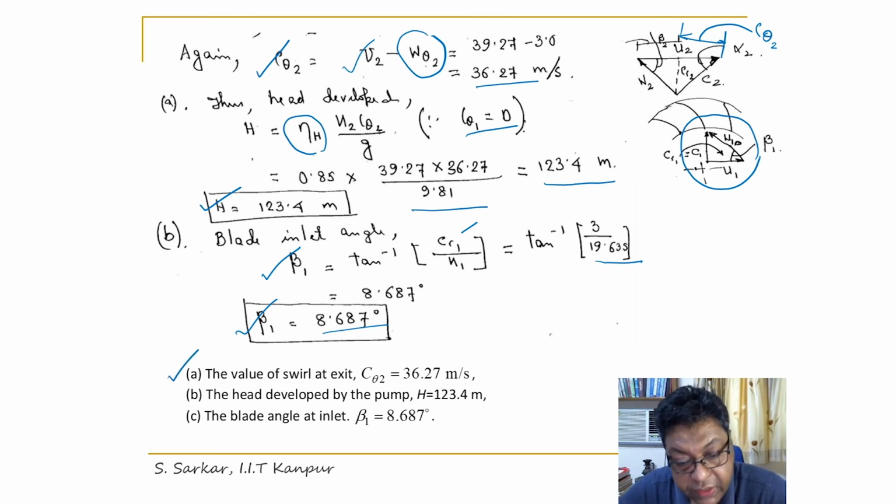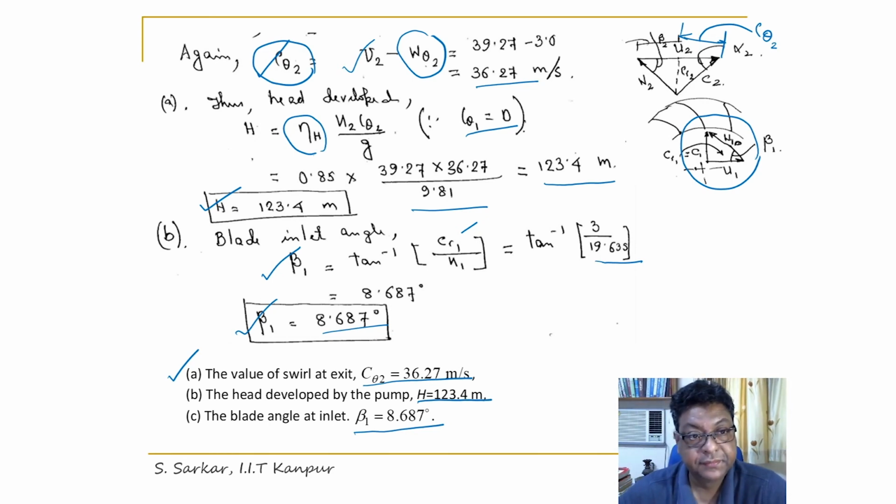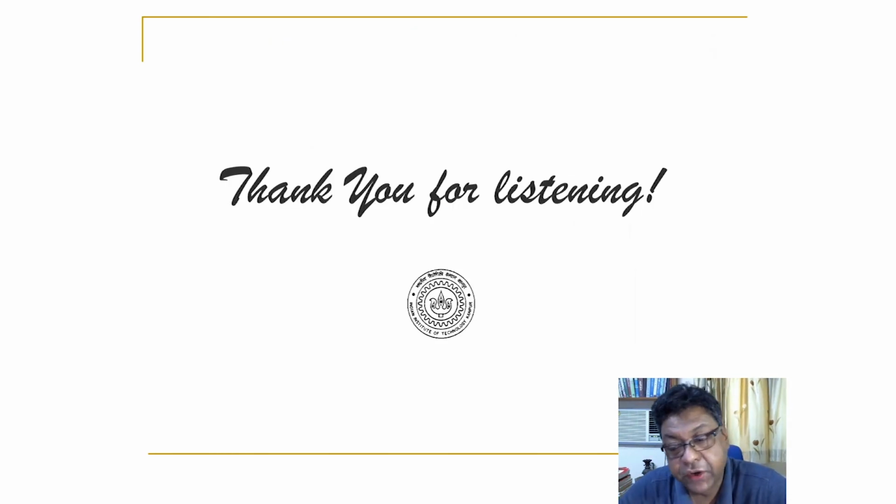Swirl component at exit, C theta 2, I have computed here as 36.27 meter per second. Head developed by the pump is 123.4 meter. Beta 1 is 8.687 degree. Thank you for listening.